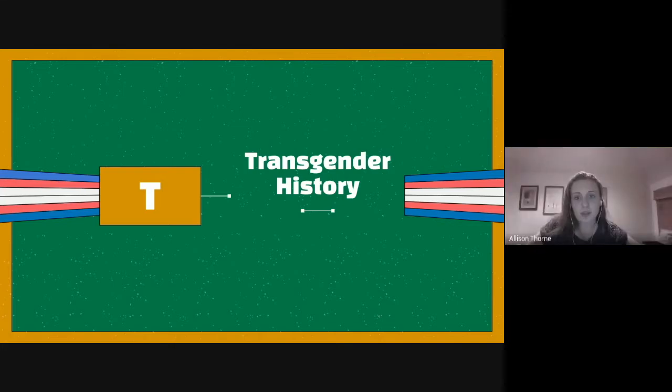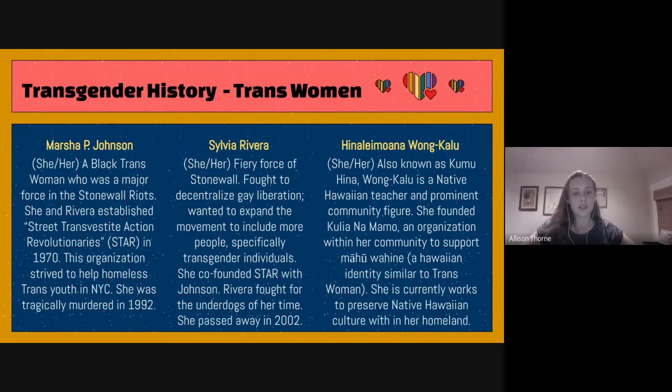Hello. I will also be doing transgender history because we could not get Sophie back. So we have Marsha P. Johnson, a Black trans woman who was a major influence on the Stonewall riots. She and Rivera, who I will mention later, Sylvia Rivera, established the Sweet Transvestite Action Revolutionaries in 1970. This organization strived to help homeless trans youth in New York City. Unfortunately, Marsha P. Johnson was murdered in 1992.